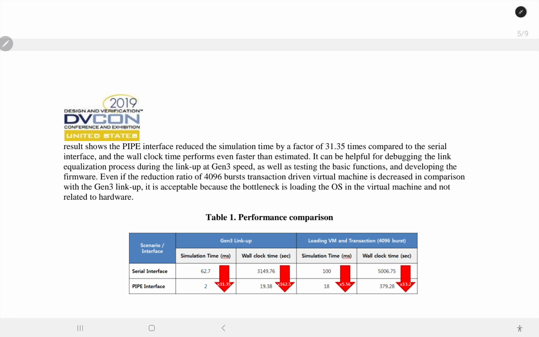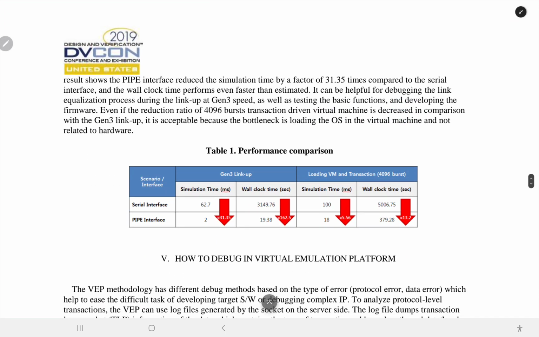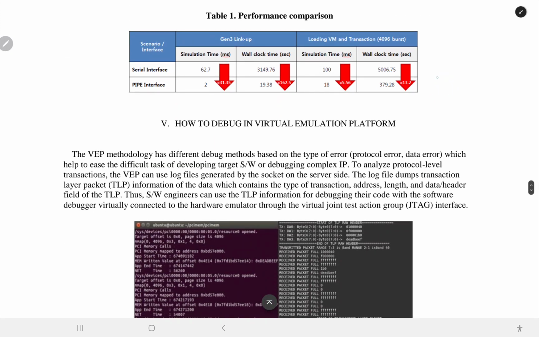The wall clock time performs even faster than estimated. It can be helpful for debugging the link equalization process during the link-up at generation 3 speed, as well as testing the base functions and developing the firmware. Even if the reduction ratio of the 4096 burst transaction-driven virtual machine is decreased in comparison with the Gen3 link-up, it's acceptable because the bottleneck is loading the OS in a virtual machine and not related to hardware.